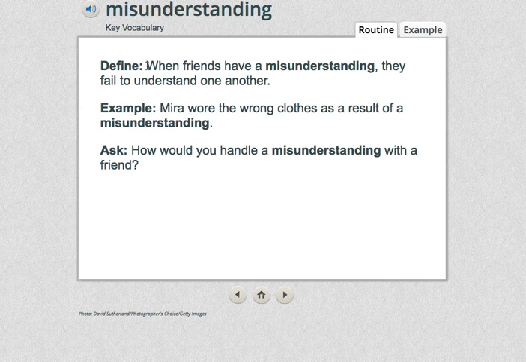So your definition for misunderstanding is when friends have a misunderstanding, they fail to understand one another. I want you to write that in your notebook. And when you have finished, you are going to be working on some grammar. So be ready to focus on that when you are finished. Also, you might want to take the time now and go in and do your building vocabulary or your vocabulary practice in Schoology.